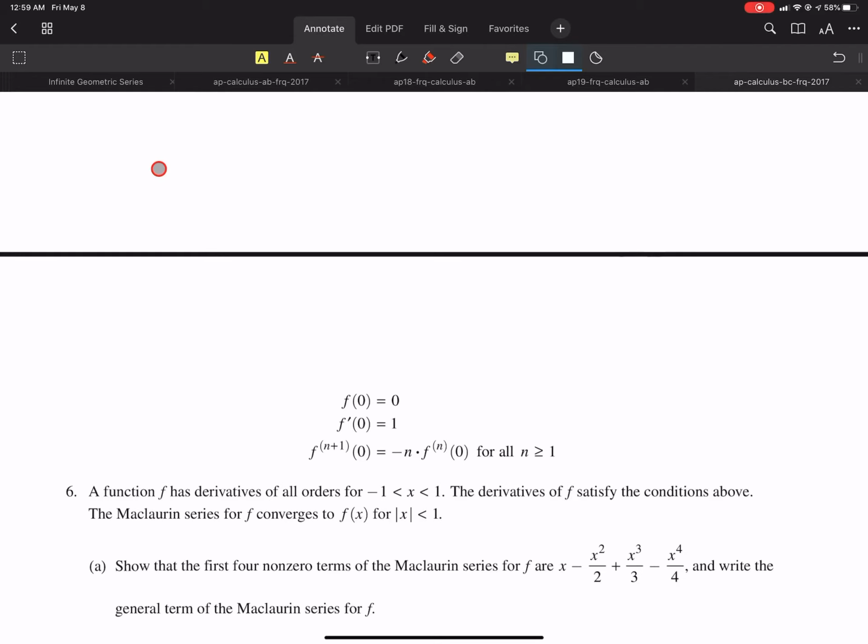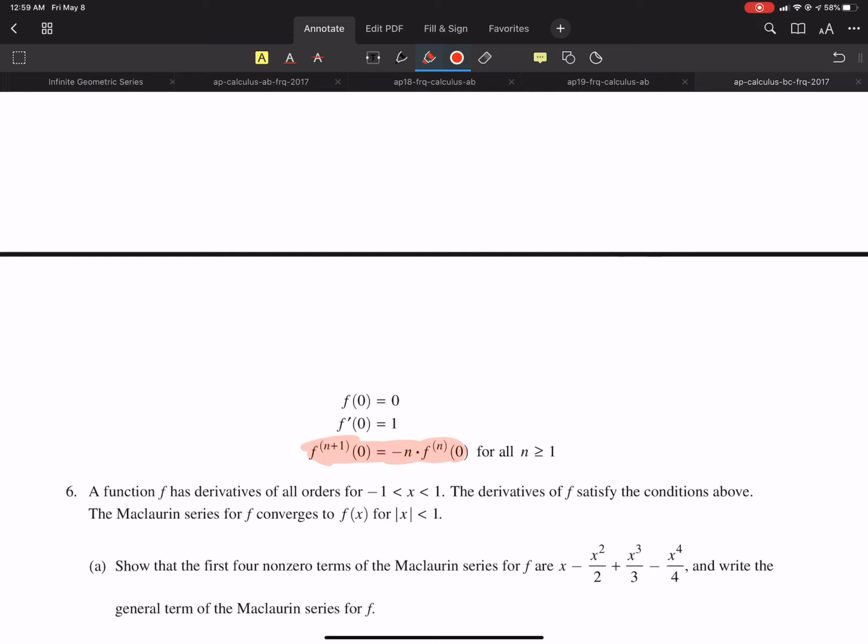2017 Calculus BC FRQ number 6. All right, question A. They give you f of 0, f prime of 0, and then they give you the derivative formula. You can find the derivative for any, like first, second, third, fourth derivative, whatever you want, for any n greater than or equal to 1.